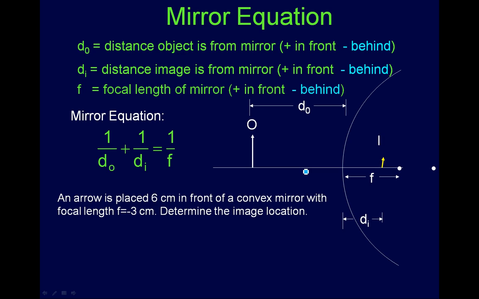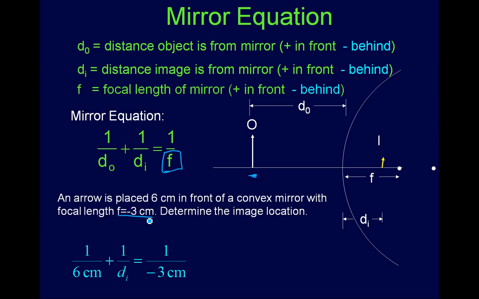The one thing that's going to be different is that, as we mentioned, the focal length is going to be negative. That's the one thing to be real careful about. That can really mess up your math if you don't remember that, because the problem usually won't tell you. So this one here, it does, but in general it won't. So here we have the same arrow placed 6 centimeters in front of a convex mirror with focal length -3 centimeters. Determine the image location.